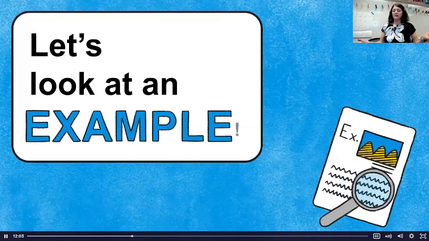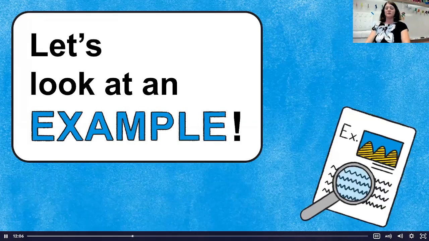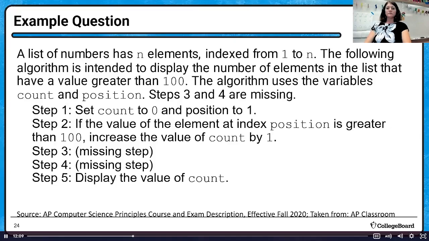And so let's look at some examples now. So here are some example questions. First one, a list of numbers has n elements indexed from 1 to n. The following algorithm is intended to display the number of elements in the list that have a value greater than 100. The algorithm uses the variables count and position. Steps 3 and 4 are missing. So we can see that this algorithm starts out by setting count to 0 and position to 1. If the value of the element at index position is greater than 100, increase the value of count by 1. We have two missing steps, and then it says display the value of count.